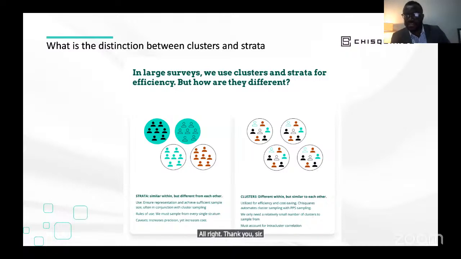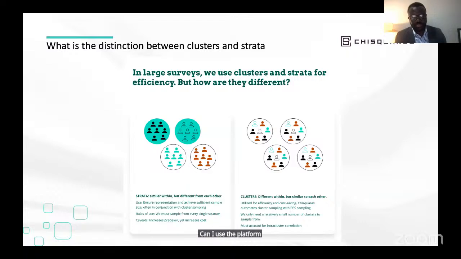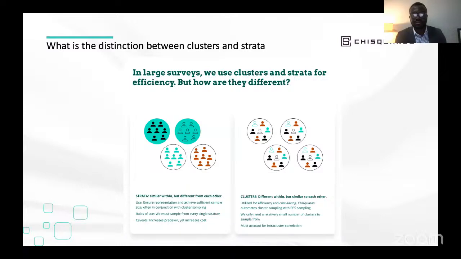Let's go. Kelvin, your hand is up. And then Hafsat after. Prof, thank you so much for this opportunity, sir. So actually, my question is concerning the platform. Can I use the platform for a complete research, in the sense like I can write my objective, my abstract, my chapters, my problem statement, the conclusion, result, methodology, with this very platform?